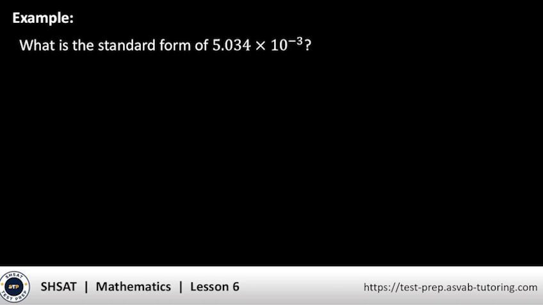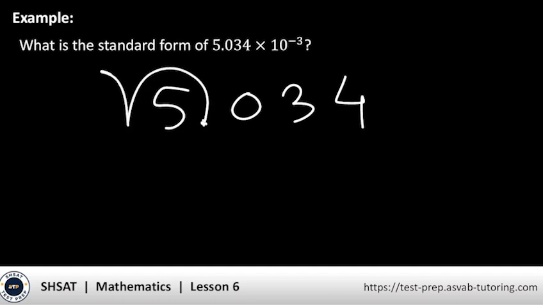Now if we see a negative number, what do we do? Negative number means we need to put it, yes, you guessed it right, to the left. How many units? 3 units. So 1, 2, 3.